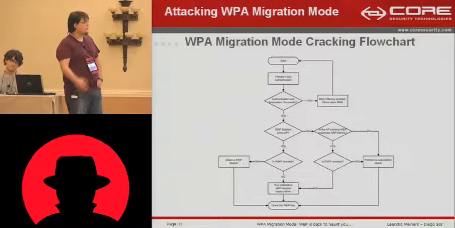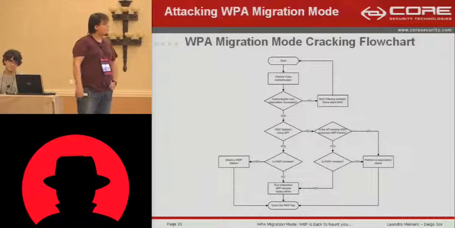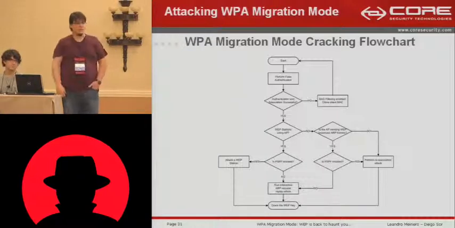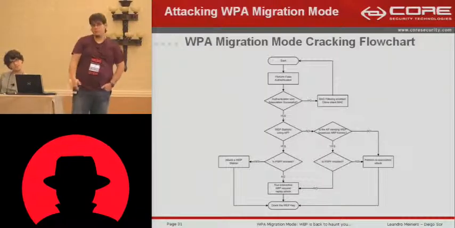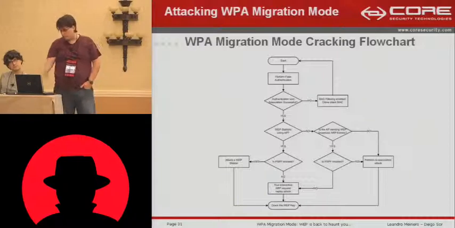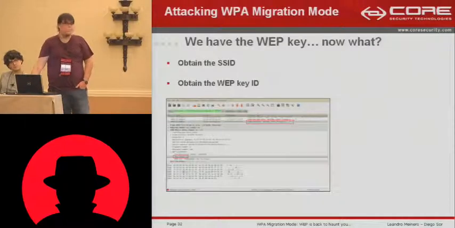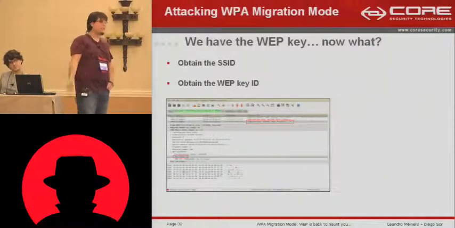The flowchart, this is what I've been talking about. And basically, we always conclude in cracking the WEP key. So no matter what types of protection we try to add to the AP, we were also always able to successfully crack the WEP key. And once we have the WEP key, we can access the network.